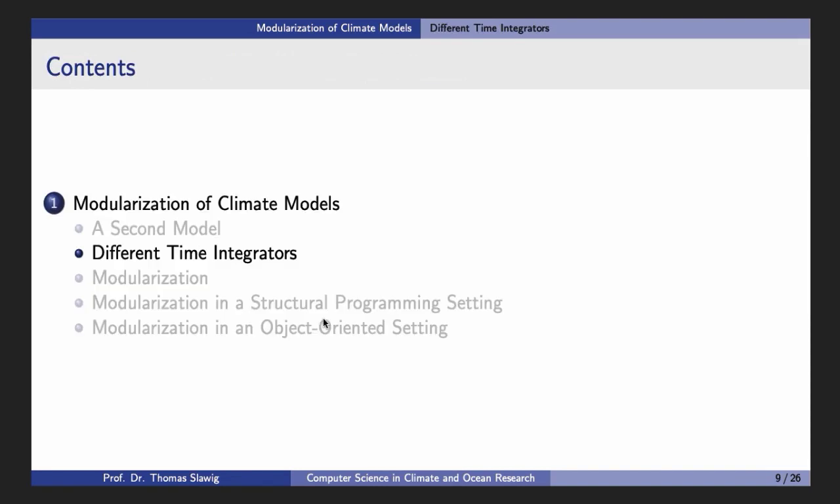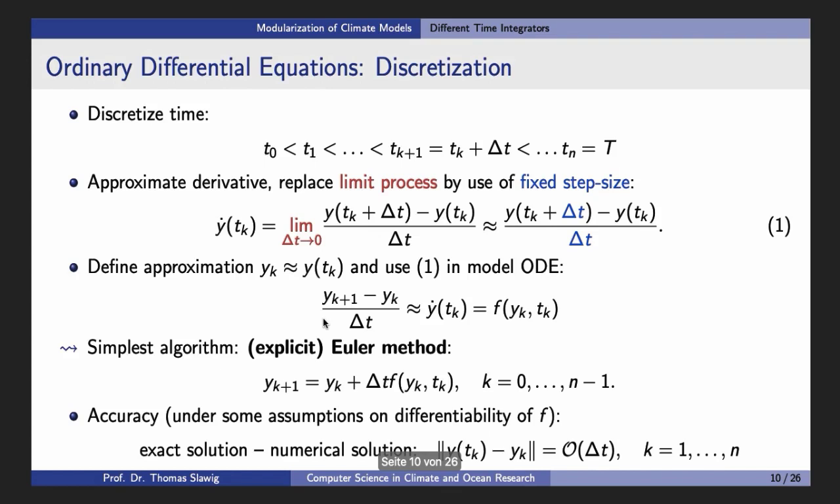Okay, coming to different time integrators. Again, a repetition where we have the discretization of ordinary differential equations. So we split up the time interval from t0 to T into equidistant time slices with delta t as the length of each slice.